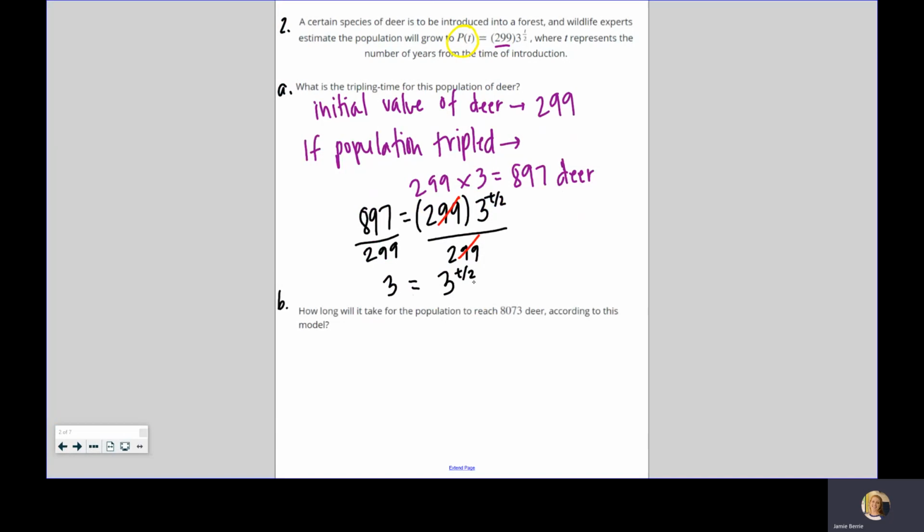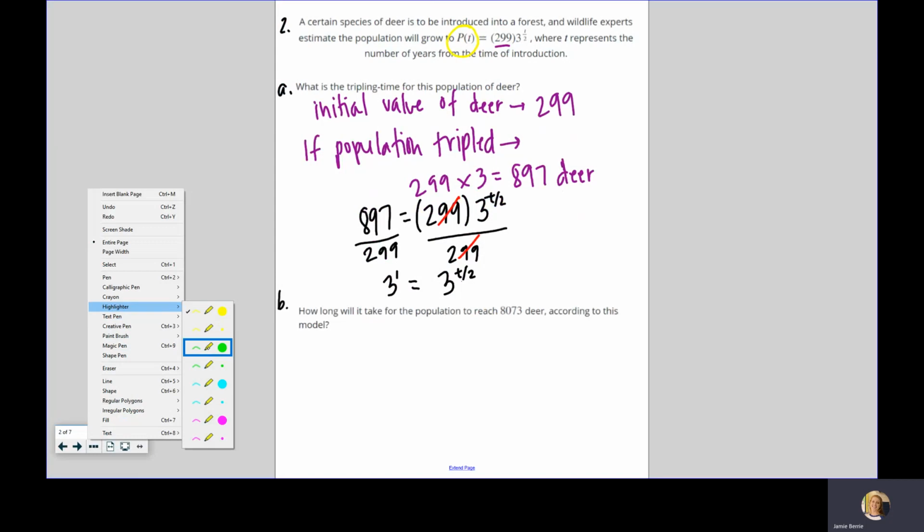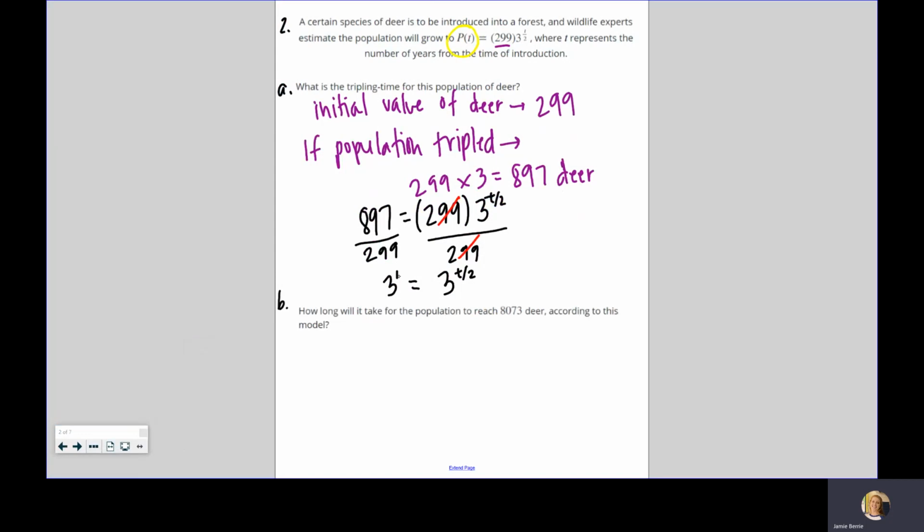Now again, we're trying to solve for T here. We're going to use some of those rules we learned in section 6.1 about solving exponential equations. We know that this is really like 3 to the first power. You can see that these guys have the same base, 3 over here is the base, 3 over here is the base. So we can just set those exponents equal to each other.